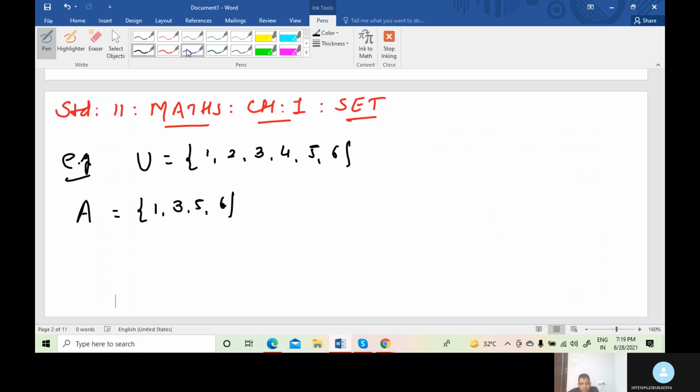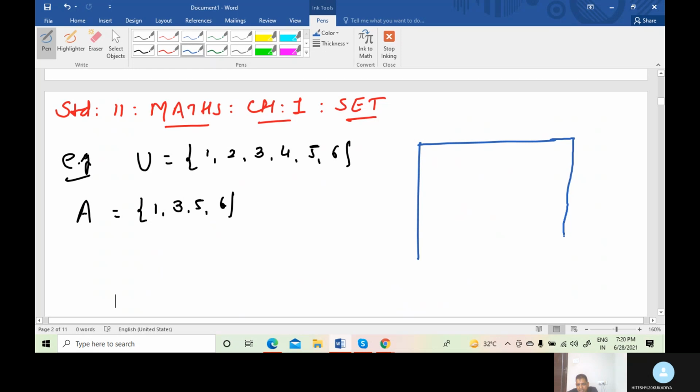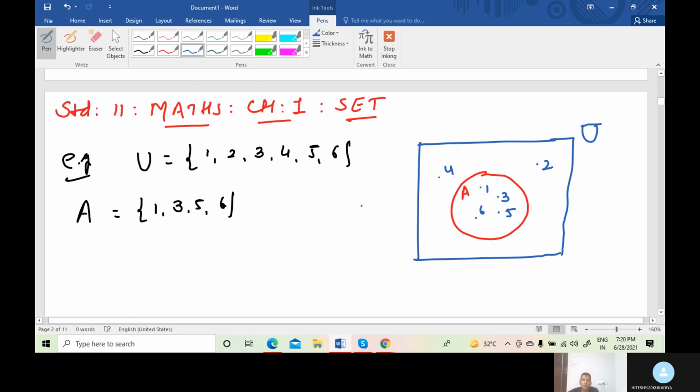Here, first we draw the Venn diagram. Look here, students, first we draw the Venn diagram of the universal set, and the set A. Inside the set A we write the elements 1, 3, 5, 6. Which elements remain outside the set A? We write here 2 and 4.